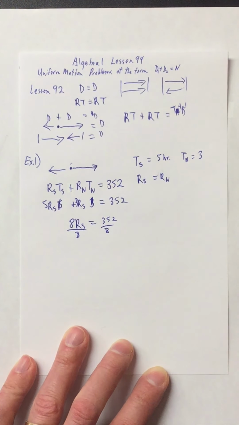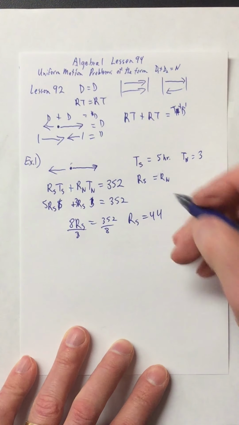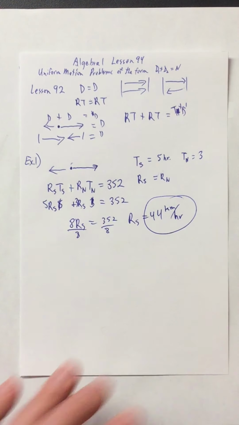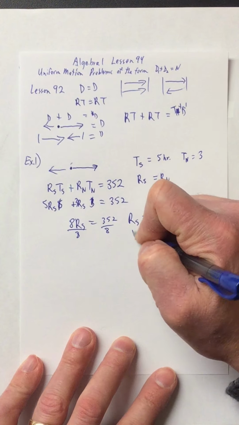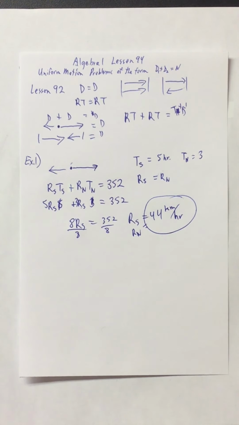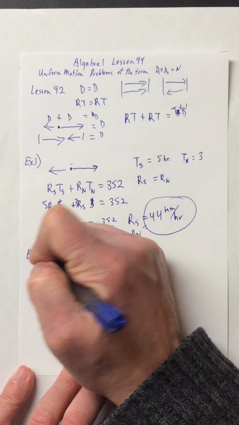Divide both sides by 8. And we get the rate as 44 kilometers per hour for both the buses. That's for the rate of the southbound bus and the rate of the northbound bus because they're both going the same speed. Okay, let's look at example 2.